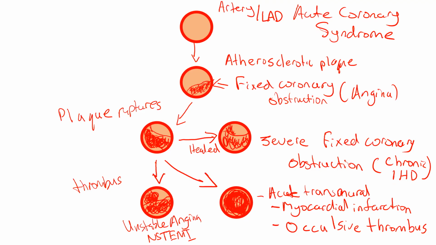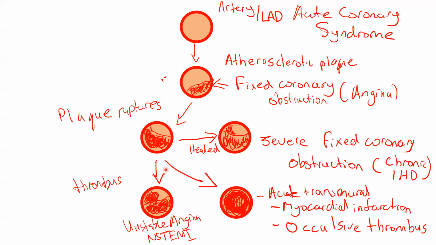So quickly going back to this diagram, this is the life cycle of an atherosclerotic plaque that ruptures, and it gets to the point where this patient can potentially die if not managed early on. So normal artery, plaque starts to build up. At this point, it's your angina. It can be a range of things, which is why we look at risk factors. The plaque ruptures. Two things can happen. It can heal, so the clot doesn't fully occlude the artery, but it does severely hinder blood flow. And this is what we term our chronic IHD or severe fixed coronary obstruction.